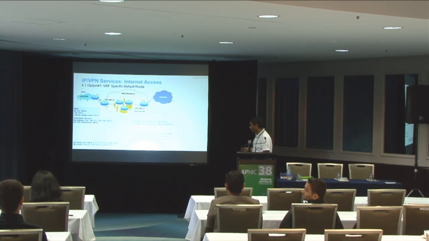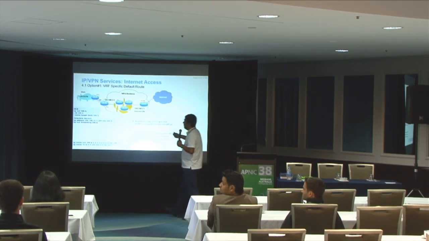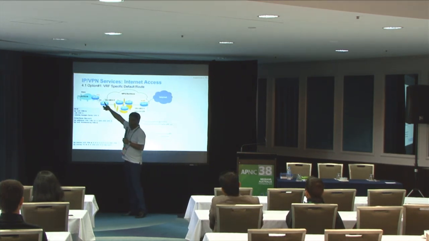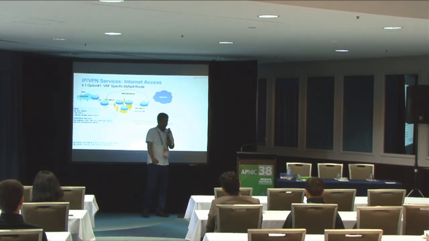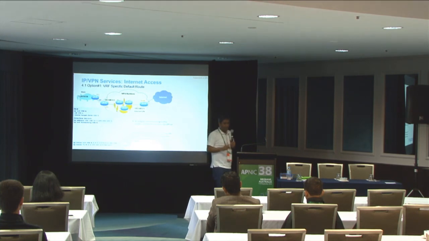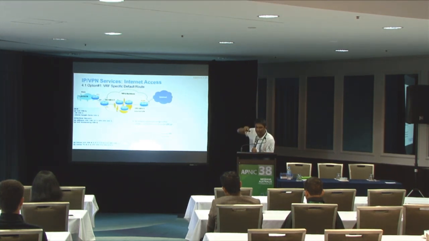In the VRF specific default route, on the VRF we need to create a hole and point that VRF into the global routing table. Because in my global routing table, I have got all the routes, including the internet. Sorry, no VPN routes, only the internet routes in the global table.